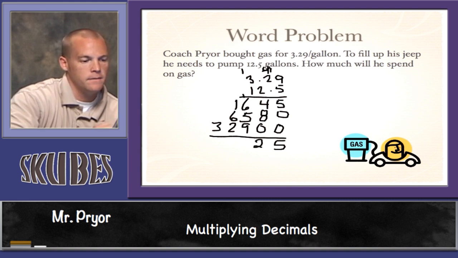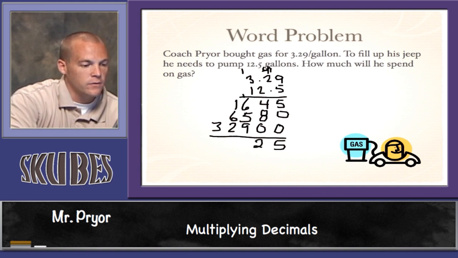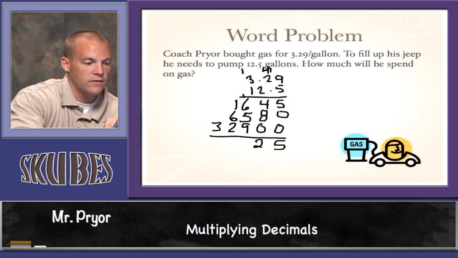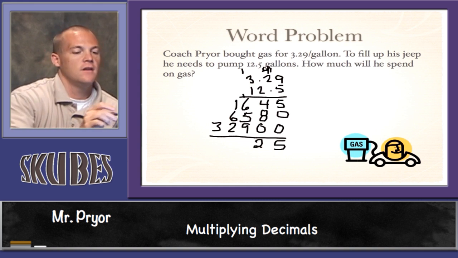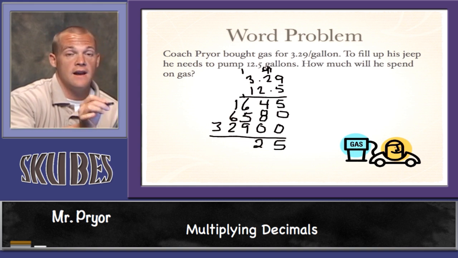We need to carry a 1 there. 6 plus 1 is 7. 7 plus 5 is 12. And 12 plus 9 is 21. Again, if you're not sure about that addition, because I know I did that kind of fast, you need to go off to the side and go ahead and add everything up.